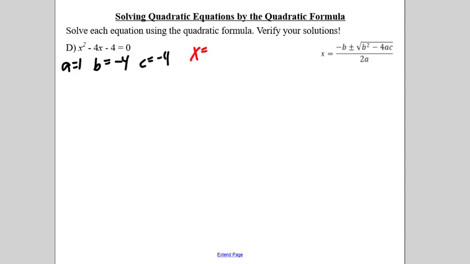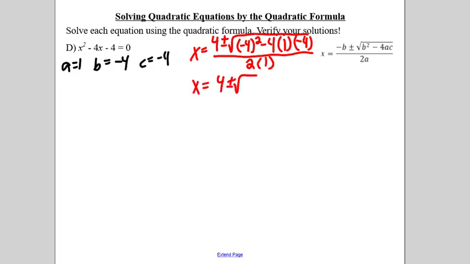X equals the opposite of B, so +4, plus or minus the square root of -4 squared minus 4 times A times C all over 2 times A. So let's start the simplification process. I have 4 plus or minus -4 times -4 is 16, and then -4 times -4 gives me another 16 over 2. So this gives me 4 plus or minus the square root of 32 over 2.